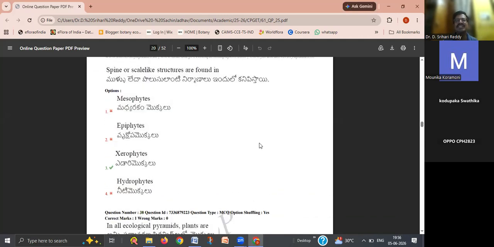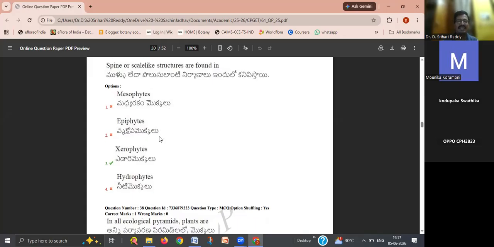Spine or scale-like structures are found. These are the adaptations of the xerophytes. There you see the leaves are modified into spines or scale leaves in xerophytes. So that is the answer. And in mesophytes, there are not many adaptations. Epiphytes, you know what epiphytes are? They grow on large trees, particularly in dense forests where they lack sunlight. So for the purpose of sunlight, they grow above on the trees. They are called epiphytes, for example orchids. And there is one more question we will discuss later.